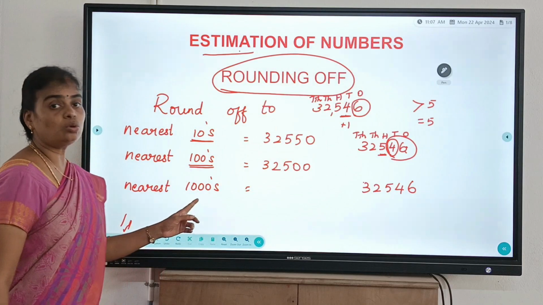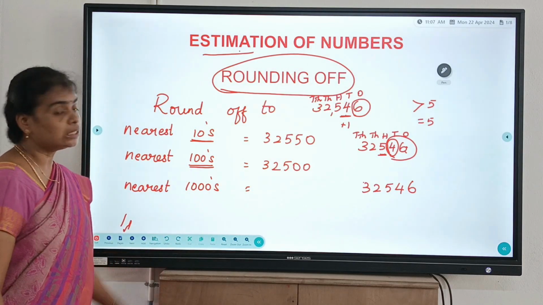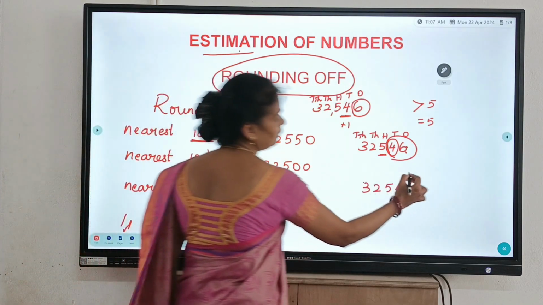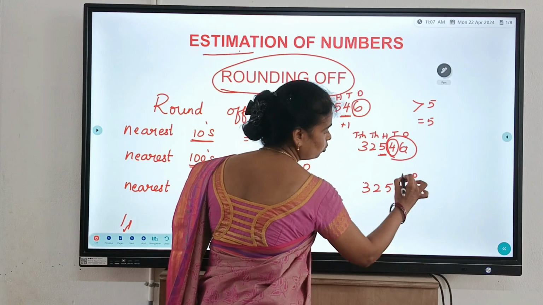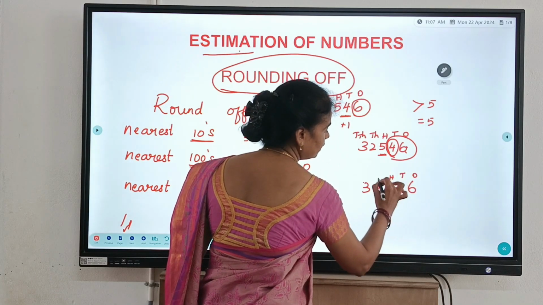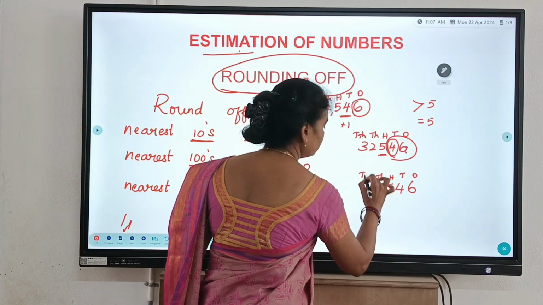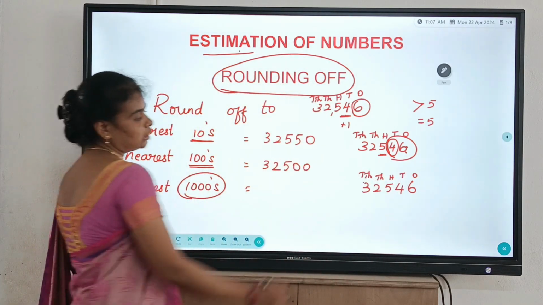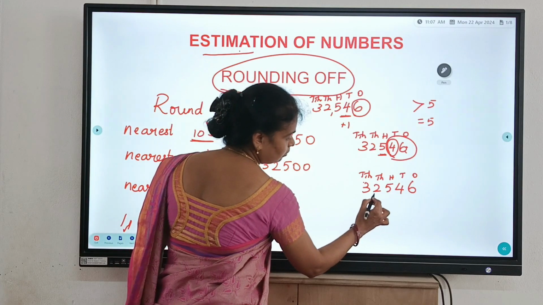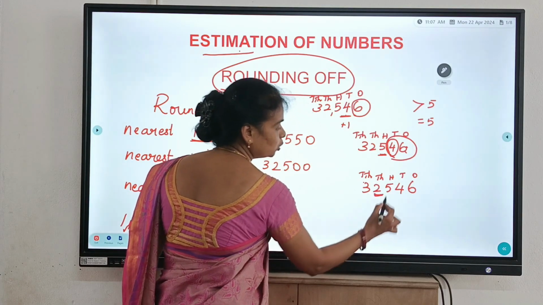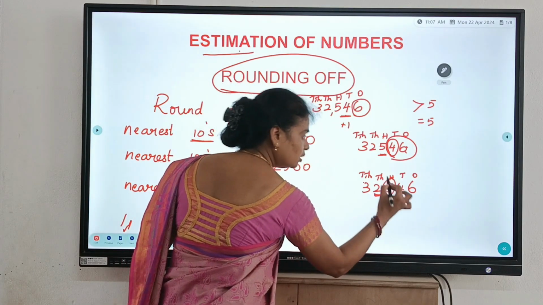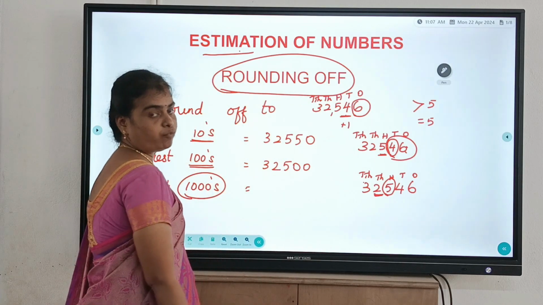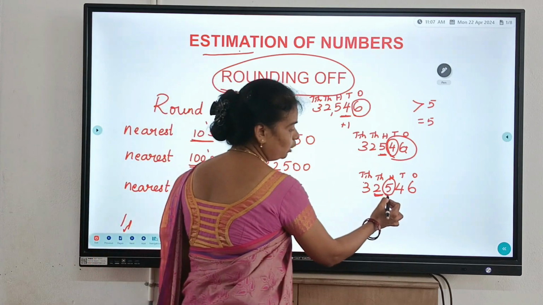Now we are going to round that number to its nearest thousands. So the first step is write the place values: ones, tens, hundreds, thousands, 10,000s. Here we are going to round off to the nearest thousands. In the place of thousands you have 2. So compare the next number that follows 2. It is equal to 5.